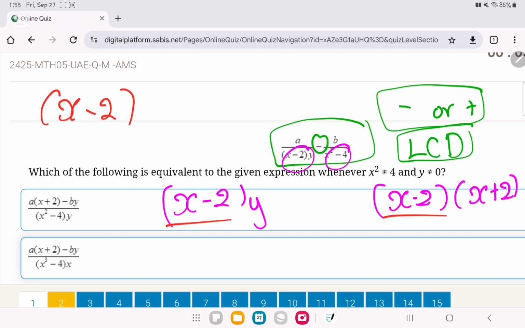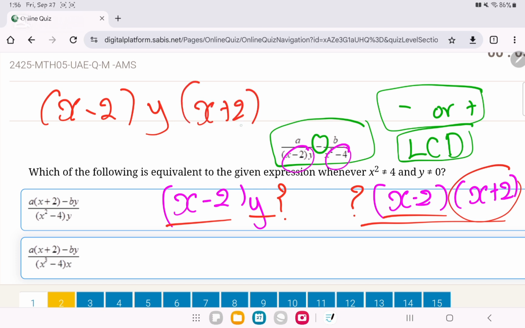But do we take 2 or we take only 1? We're going to take only 1. Okay? Next, we have y. Do we have y over here? No, we don't have a y. So we are still going to take it. Now we come here. Here we have x plus 2. But here we don't have x plus 2. So we're going to take it, but we're going to take only 1.